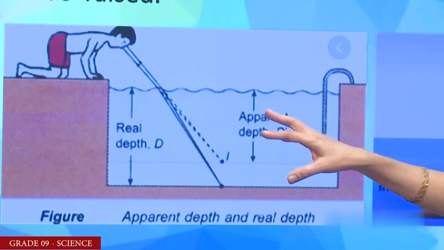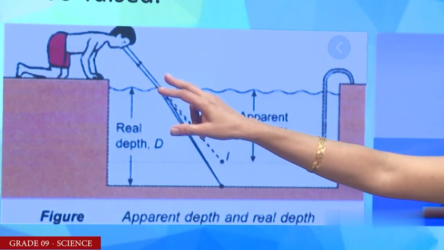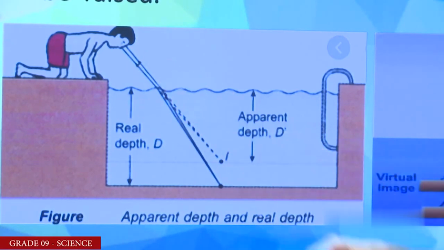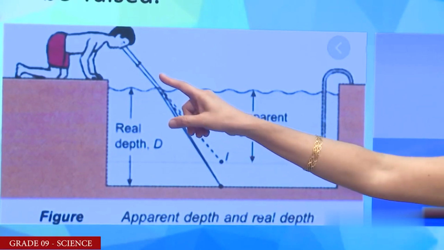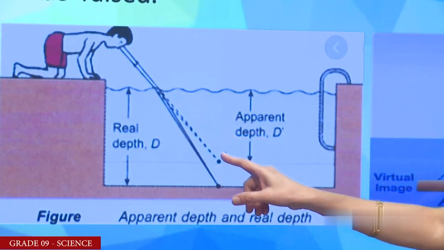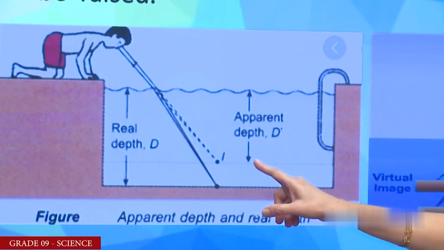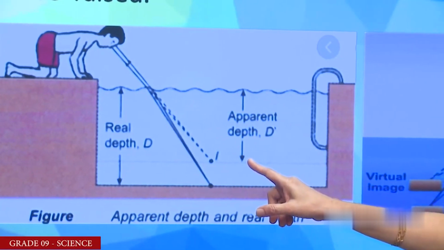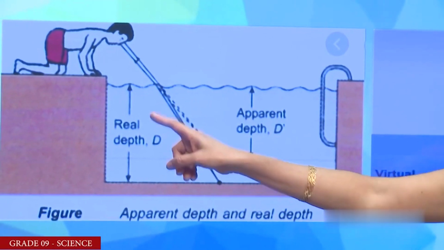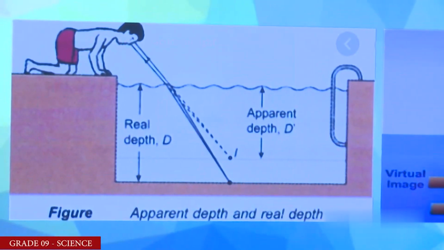To get an image, at least you have to draw two rays. You can see two rays are travelling towards the eye of the observer. If you extend these two rays behind, you will get the place where the image is. This is called the apparent depth of the swimming pool. So, it is very clear that the real depth is more than the apparent depth.